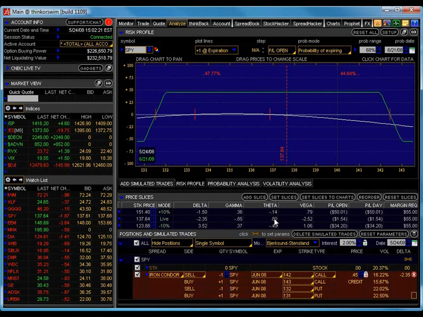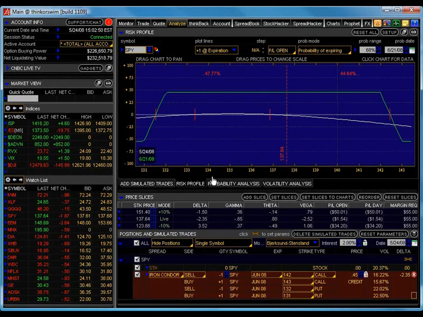Theta does tend to get dramatically larger as we get closer to expiration. That's why we don't normally sell iron condors or do our calendar spreads or any other type of spreads prior to 30 to 40 days before expiration. Because as we get closer to expiration, that theta increases dramatically and we collect greater and greater profits as we get towards expiration. So we will achieve the maximum profit if the prices stay within this range.